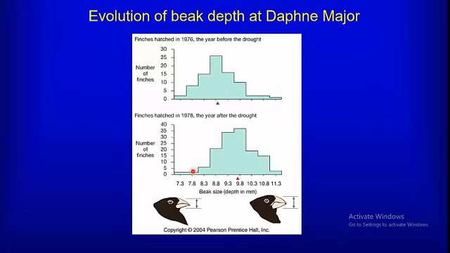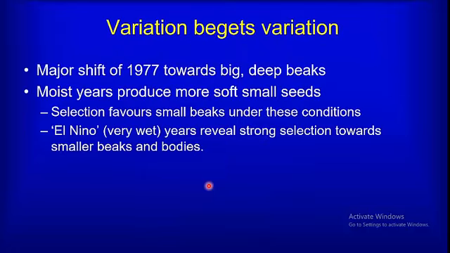Whereas if you look at the finches which hatched after the drought, the distribution had actually shifted to the right-hand side, and therefore the mean of the beak size had increased some amount. This is statistically significant, suggesting that there has been microevolution at the level of these Galapagos finches. As I said, there was a major shift in 1977 towards the big and the deep beaks.